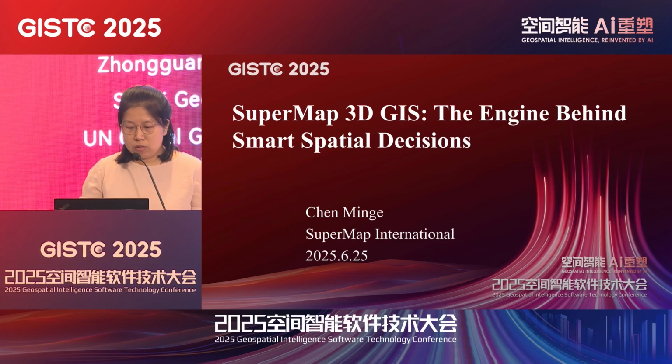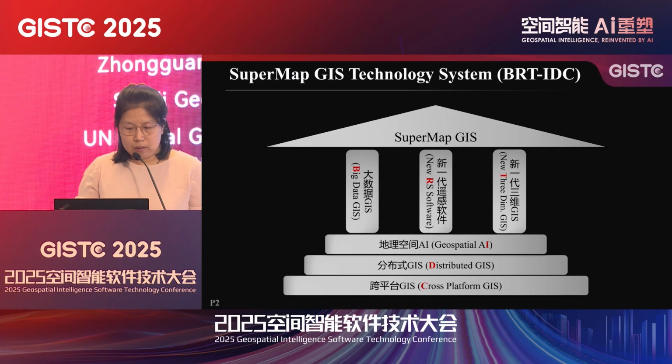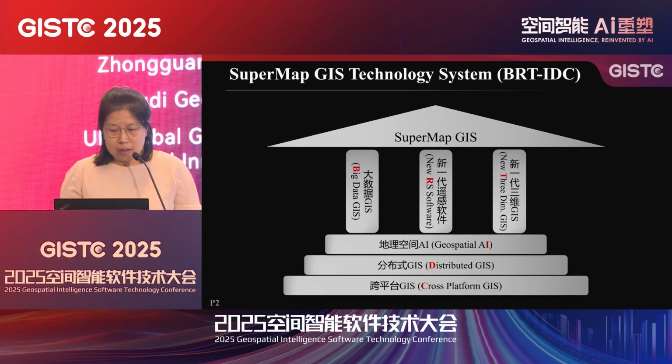Today, I will introduce the technologies of SuperMap 3D GIS. SuperMap has been at the forefront of GIS development by establishing 6 core technical systems that drive the evolution of GIS foundational software, collectively known as the BRT-IDC framework. Among these, one of the key focus areas is the new 3D GIS technology, which I will be introducing to you today.